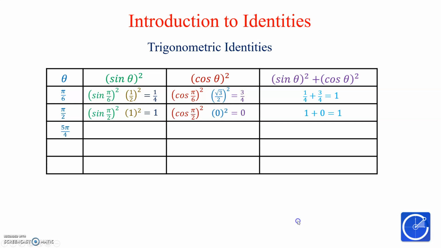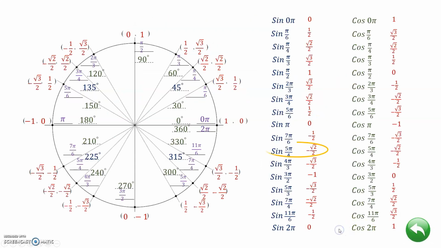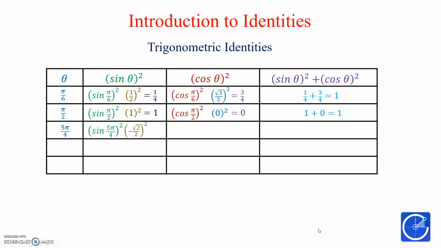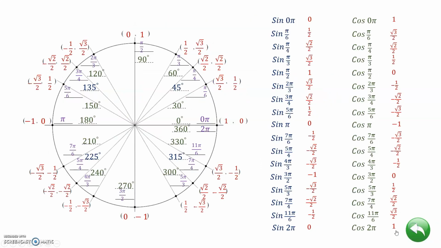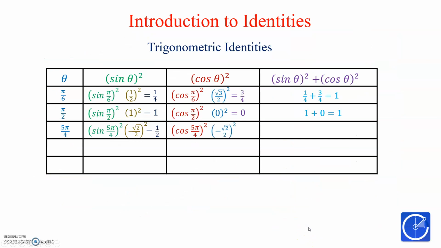5 pi over 4. So sine of 5 pi over 4, the resource tells us, let's see, negative radical 2 over 2. So when I substitute it in, square it, I just happen to get 1/2. Now let's find the cosine of that same theta. Let's see, resource tells us the same value, negative radical 2 over 2. So when I substitute that in, squared, we get 1/2. When we add these two values together, we happen to get 1. So we're beginning to see this pattern occur.